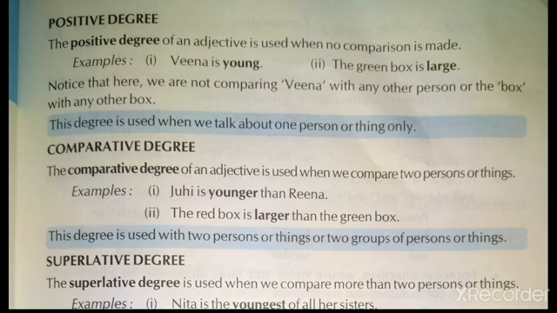Then see the comparative degree. The comparative degree of an adjective is used when we compare two persons or things. See examples. Juhi is younger than Reena. The red box is larger than the green box. This degree is used with two persons or things or two groups of persons or things.